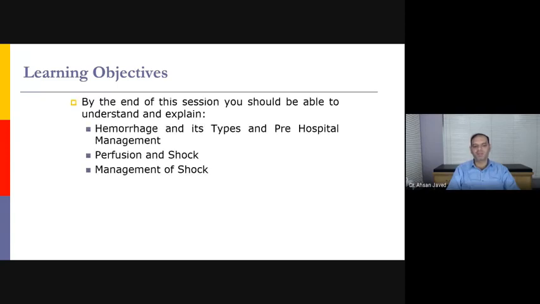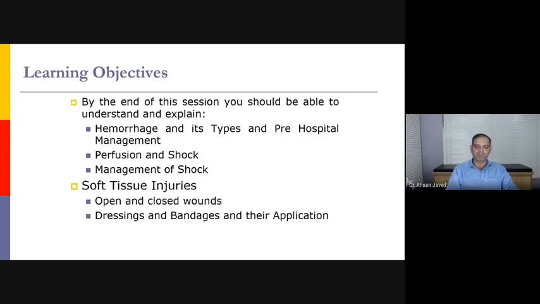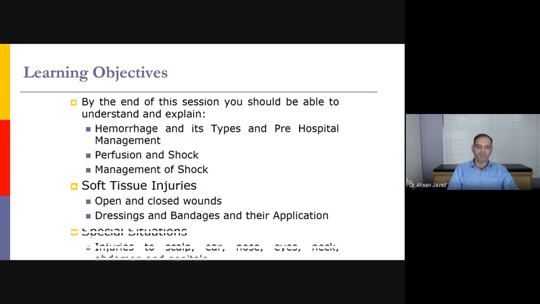Today's learning objectives are hemorrhage and its type. We need to understand what is a hemorrhage and what are different types of hemorrhage. Then pre-hospital management of the hemorrhage, perfusion and shock, management of shock, soft tissue injuries, open and closed wounds. We'll be differentiating between open wound and a closed wound, dressing and bandages and their application with the general population.